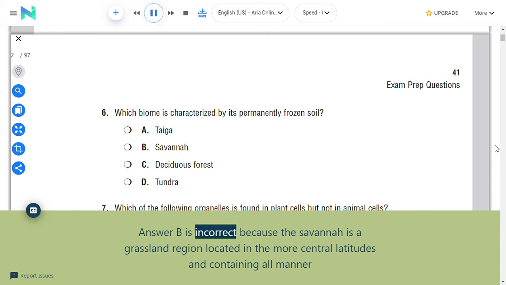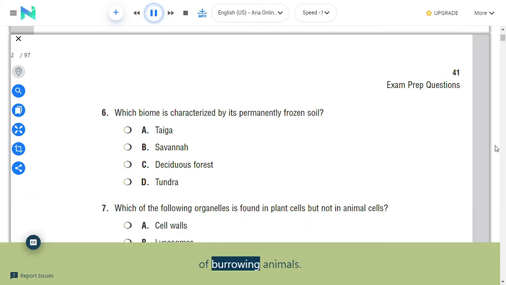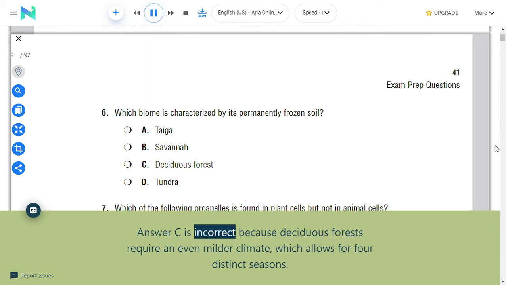Answer B is incorrect because the savanna is a grassland region located in the more central latitudes and containing all manner of burrowing animals. Answer C is incorrect because deciduous forests require an even milder climate, which allows for 4 distinct seasons.